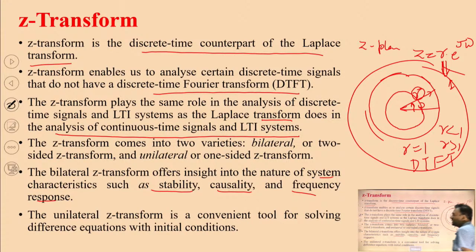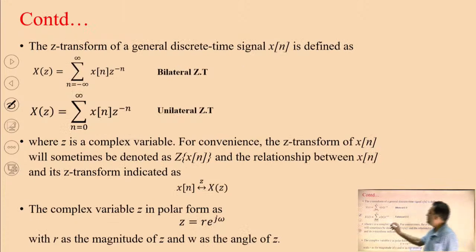Generally, by default the transform is the bilateral z-transform, but when we analyze the solution of a difference equation, we have to take the unilateral Laplace transform and the unilateral z-transform, and in the unilateral z-transform the limit starts from 0 to infinity. So this is the expression for the bilateral z-transform and this is for the unilateral z-transform. You can see here the limit is from minus infinity to infinity, and here it is from 0 to infinity. This I have already explained.